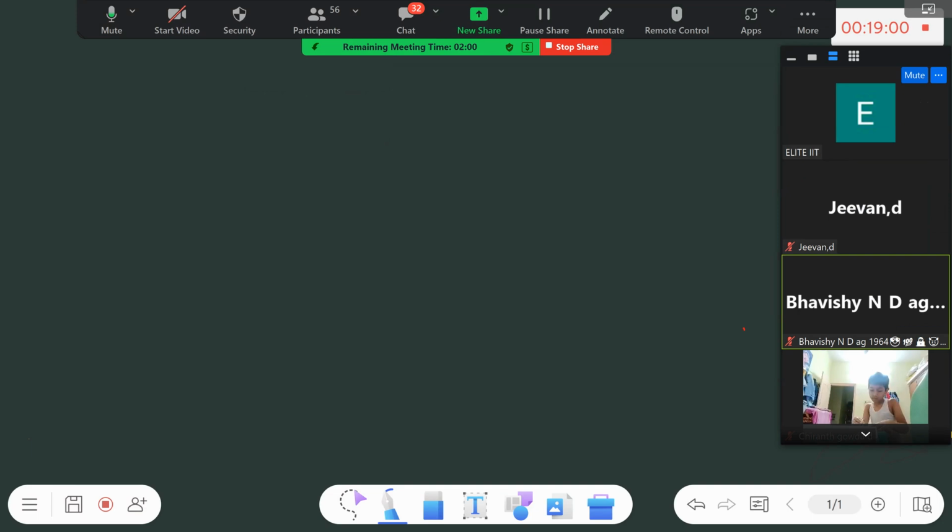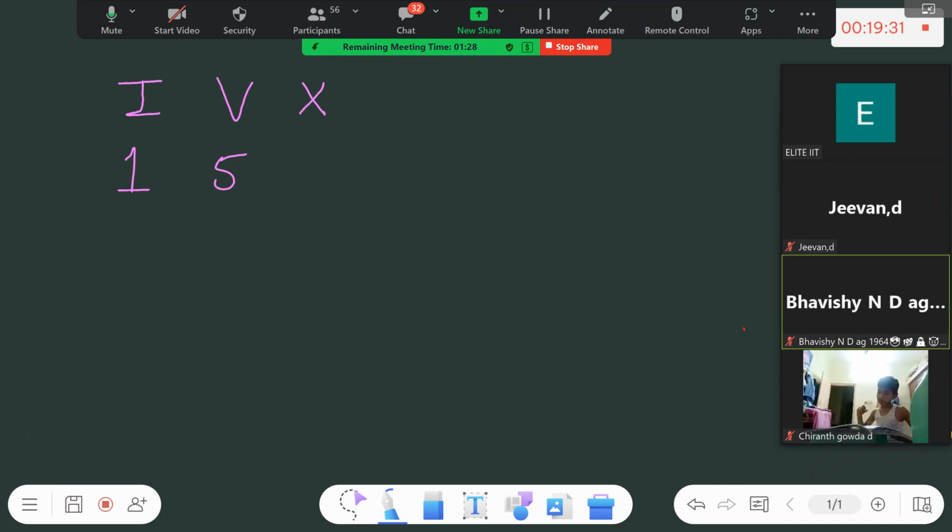How do you denote 50 in Roman? L. What are Roman numbers? Roman numbers are basically what? We use our simple English alphabets, isn't it? And we can denote all the numbers. So there are some standard alphabets actually. For example, I means 1. Then V means 5. Then X means 10.